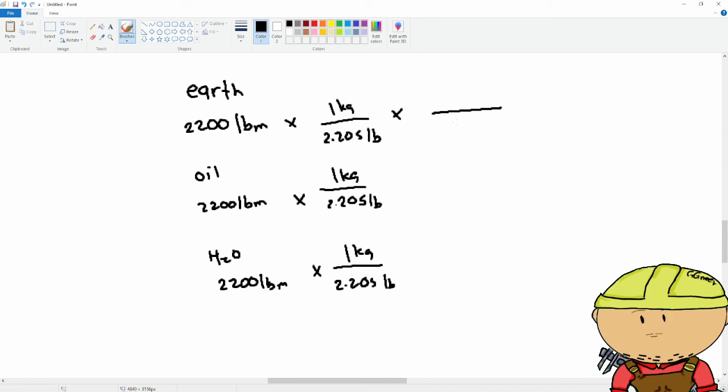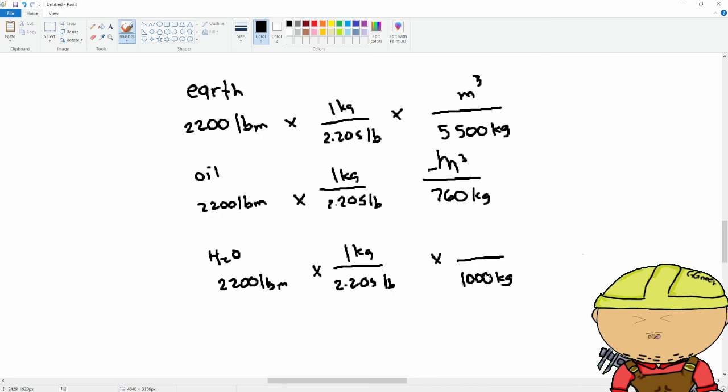For earth, the density is 5,500 kilogram per meter cube, and that's division. For oil, divided by 760 kilogram per meter cube. For H2O, divided by 1,000 kilogram per meter cube. So what will be left is volume. Dimensional analysis, we're trying to get the height.